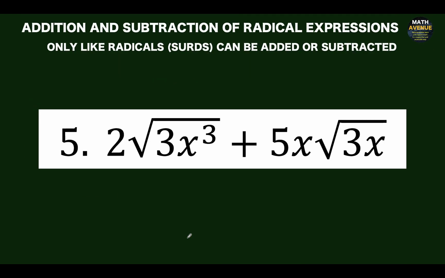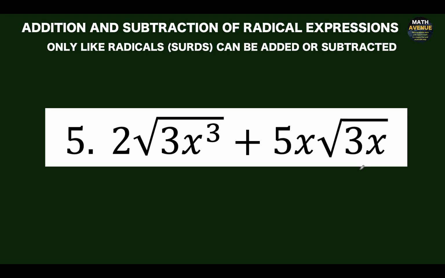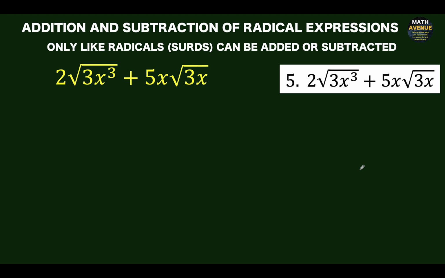Next example, 2 times the square root of 3x cubed plus 5x plus square root of 3x. Meron na tayong variables, pero hindi po yan problem dahil just treat these variables as numbers also. They are placeholders of unknown quantities. So, simplify po natin. Copy the problem, then be cognizant that the index here is 2. Samantalang exponent dito is 3.